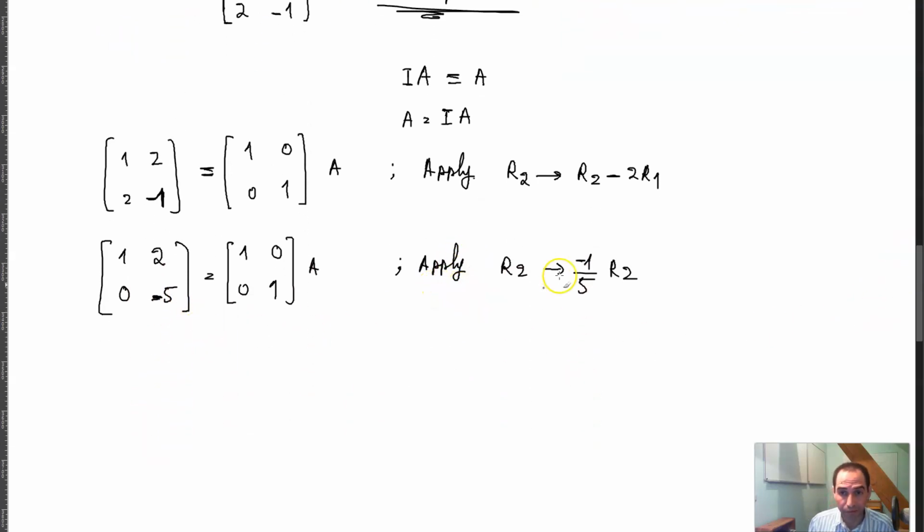Which means that I will write the first row as it is. I'm not making any changes to that. This remains a 0. This becomes a 1. And of course, something that I forgot here is that whatever you do on this side, you have to do on this side as well. Meaning that I have to actually do the same thing on this matrix as well.